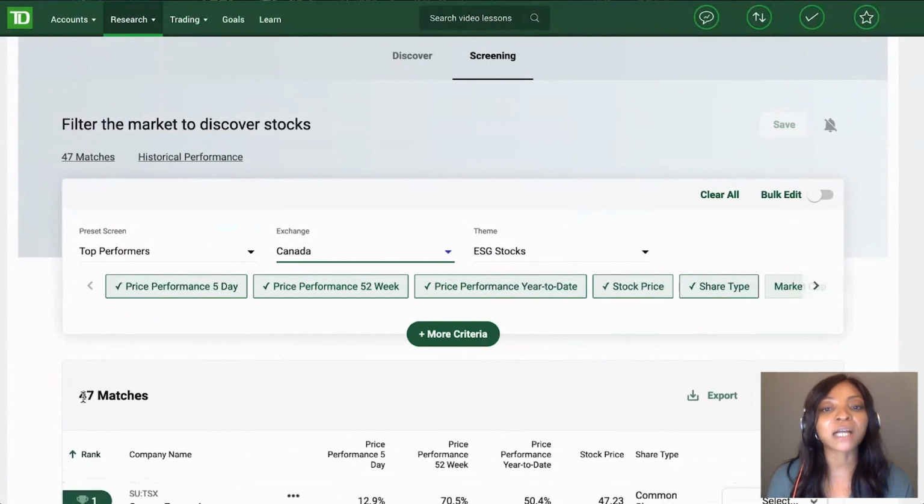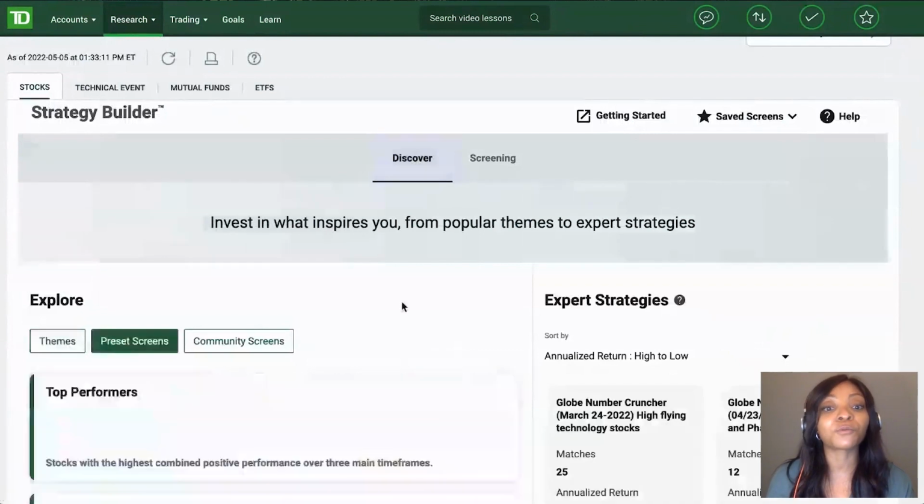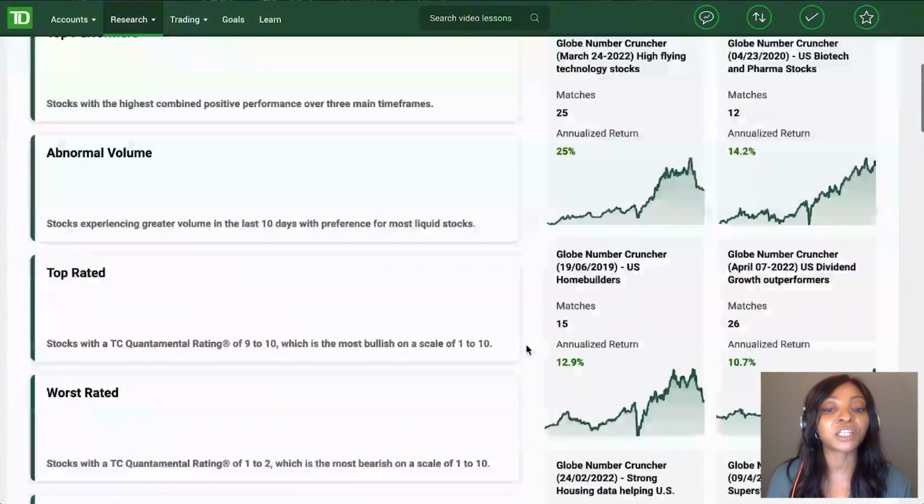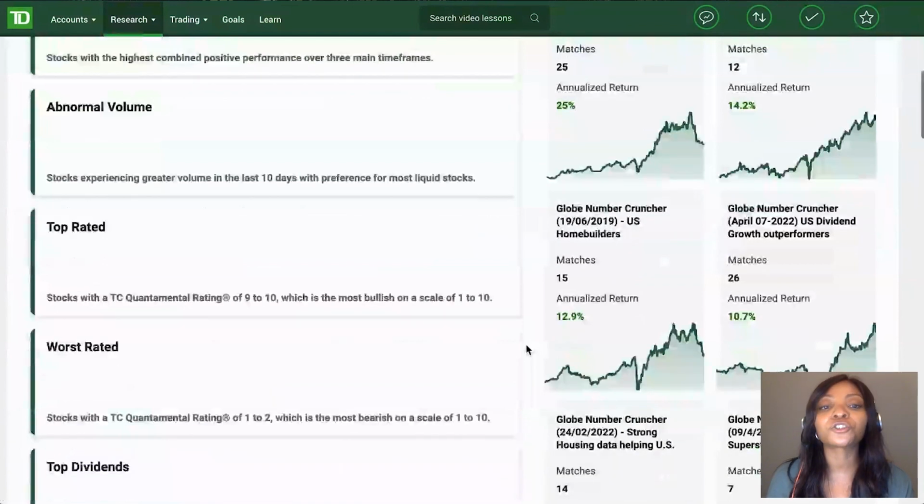So going back to our Discover tool here, an investor can also use preset screens. Now the preset screens are made from the most popular criteria investors tend to use. It could be top performers, top dividend payers. So if an investor wants to utilize this information, just pull up screeners that have already been created, they can use that.